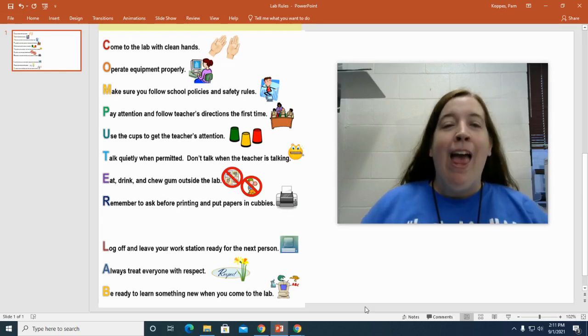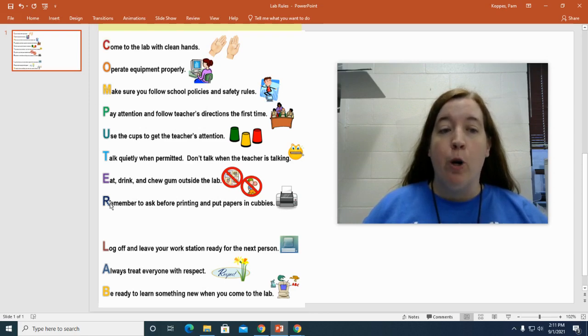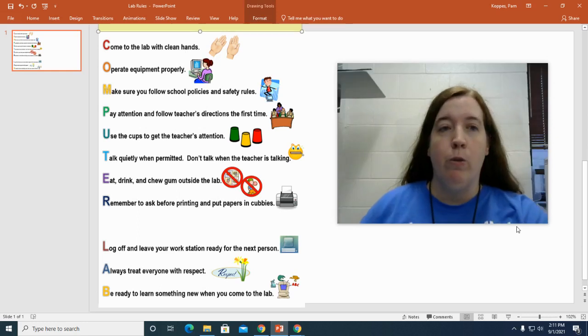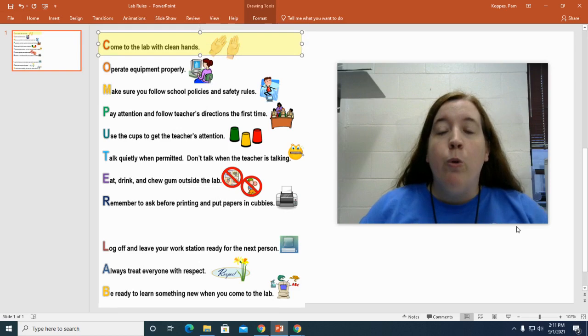Hi everyone. Today we are going to be going over the rules for the computer lab. So this poster is shown in several places in the classroom and it tells my rules which spell out the words computer lab. So we're going to go through and practice those rules today to make sure that everybody knows what's expected. The first rule is to come to the lab with clean hands.